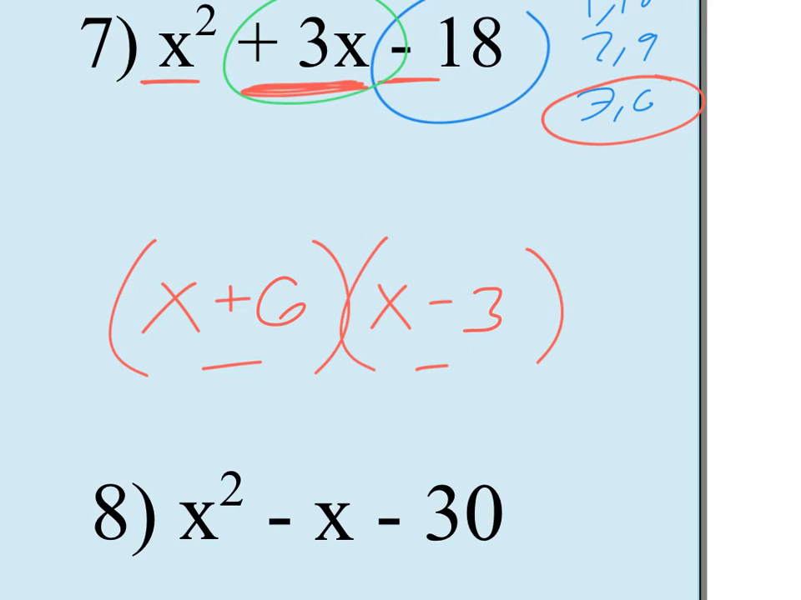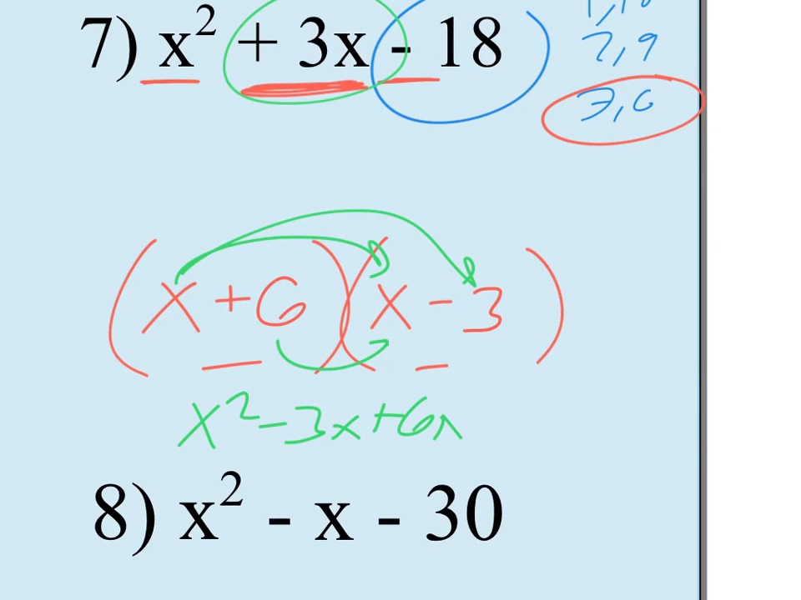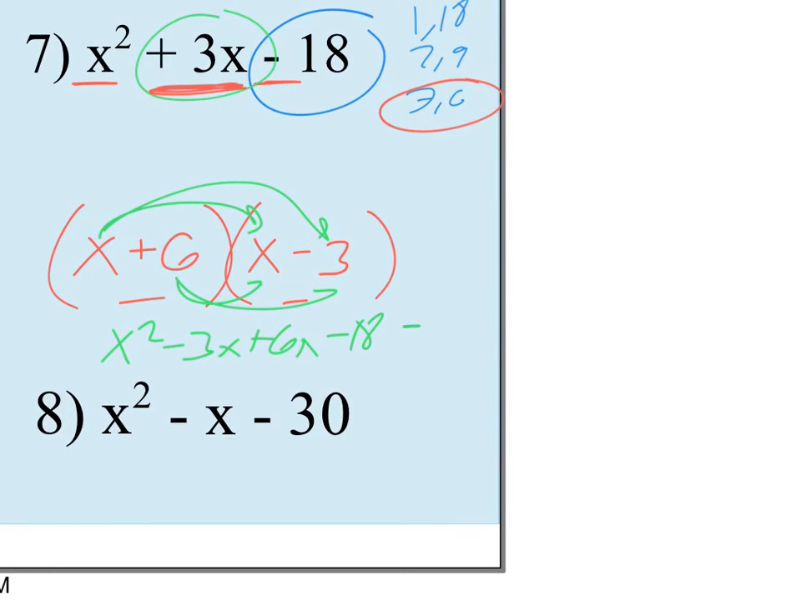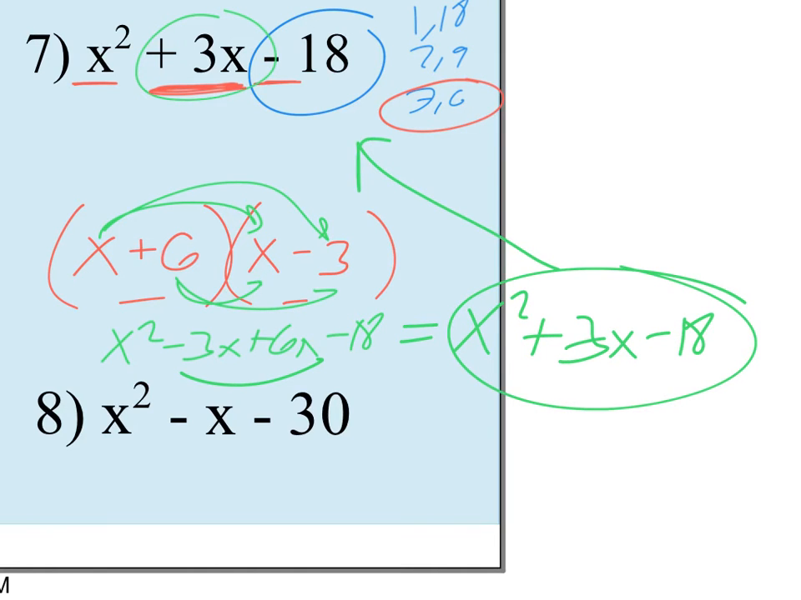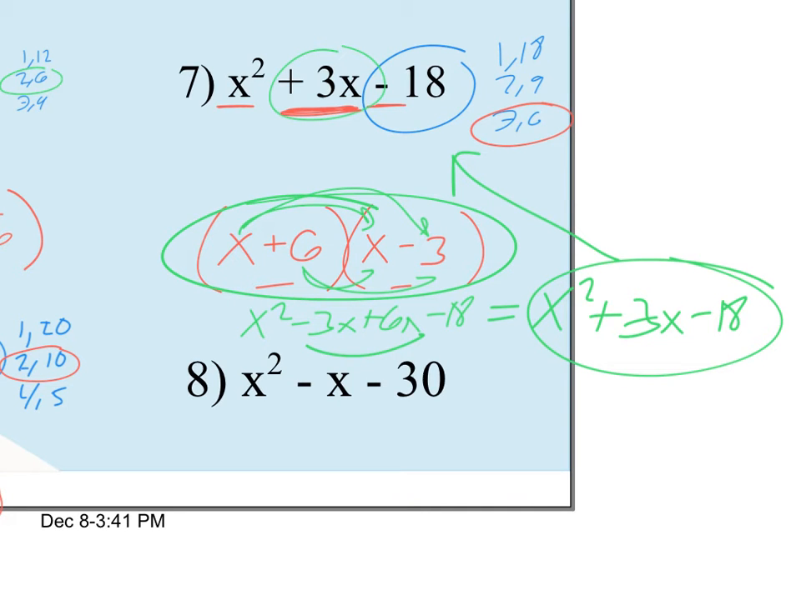Let me do this one with just a FOIL to show that it is working out, you guys. Okay, let me do the FOIL method here. X times x gives me x squared. X times negative 3 gives me negative 3x. 6 times x gives me 6x. And 6 times negative 3 gives me negative 18, like we talked about. And when I combine the like terms, x squared, combining these two gives me positive 3x, and then minus 18. Yep, that's what I needed to get my answer. So that is the correct way to factor it.